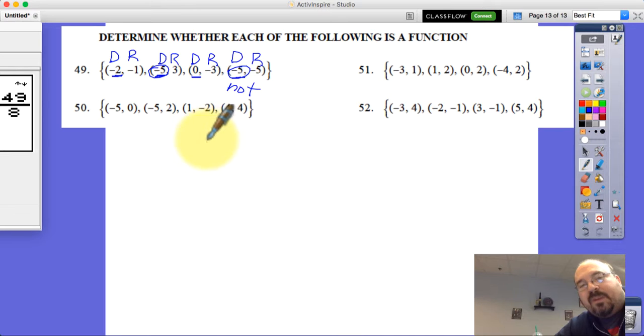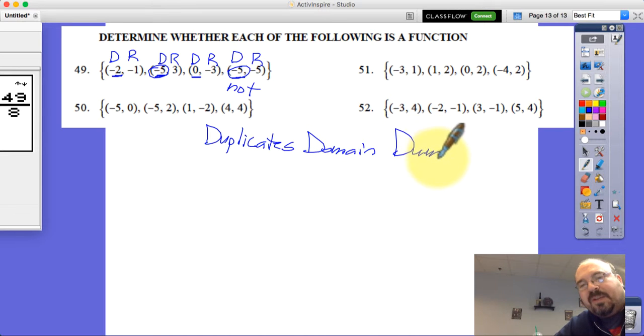One way that I remember this is duplicates in the domain are dumb. Duplicates in the domain are dumb. If you see a duplicate in the domain, it's not a function. If you don't see that, it is a function. As far as the range goes, we don't care. We look at the domain. So for the second example, right away I see a duplicate in the domain, not a function.